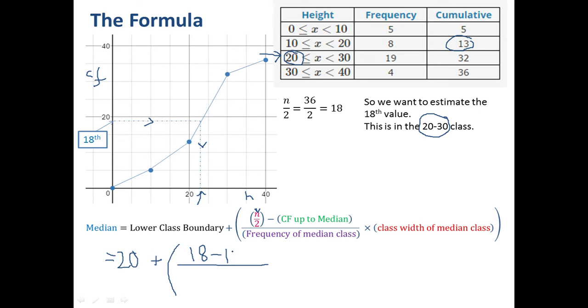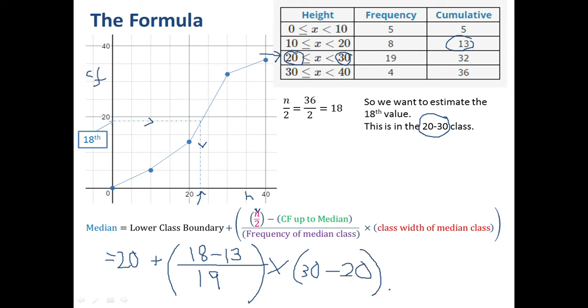The number you're taking away shouldn't ever be bigger than the number that you've got first. So the 18 is bigger than the 13. And then the number on the denominator, it says frequency of median class, so that's 19. And this whole fraction here shouldn't ever be greater than 1. We multiply by the class width. So the upper class boundary is 30, lower class boundary was 20, so the width is 30 minus 20.